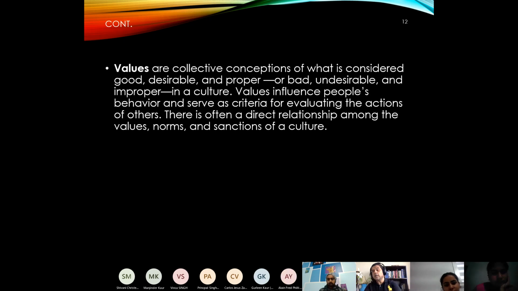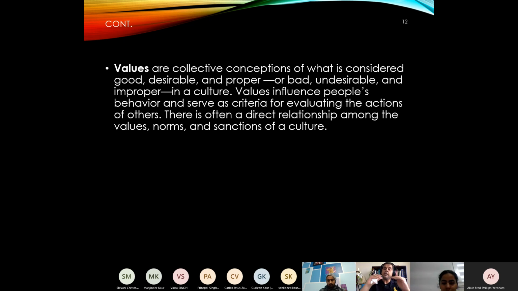If you are respecting your word to anybody, this is a value, right? Being a man of your word or a girl of your word or a woman of your word, that if you say a word to somebody, if you give a promise, you must fulfill this promise despite any difficulty, right? Loyalty is also a value. Right, exactly. So values are collective conceptions of what is considered good, desirable, and proper.